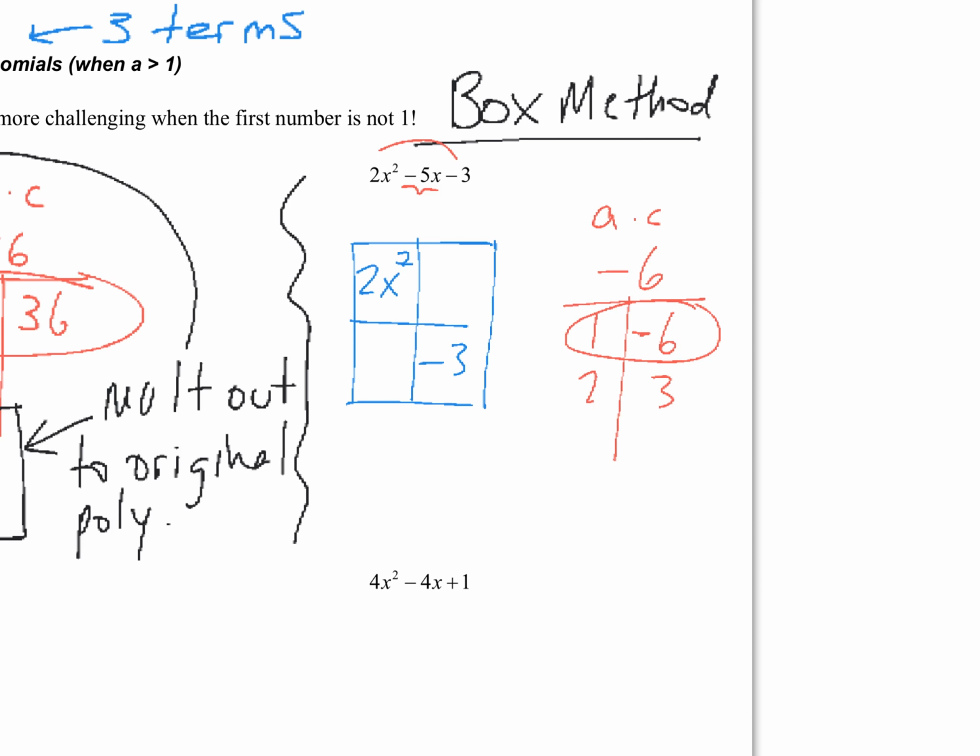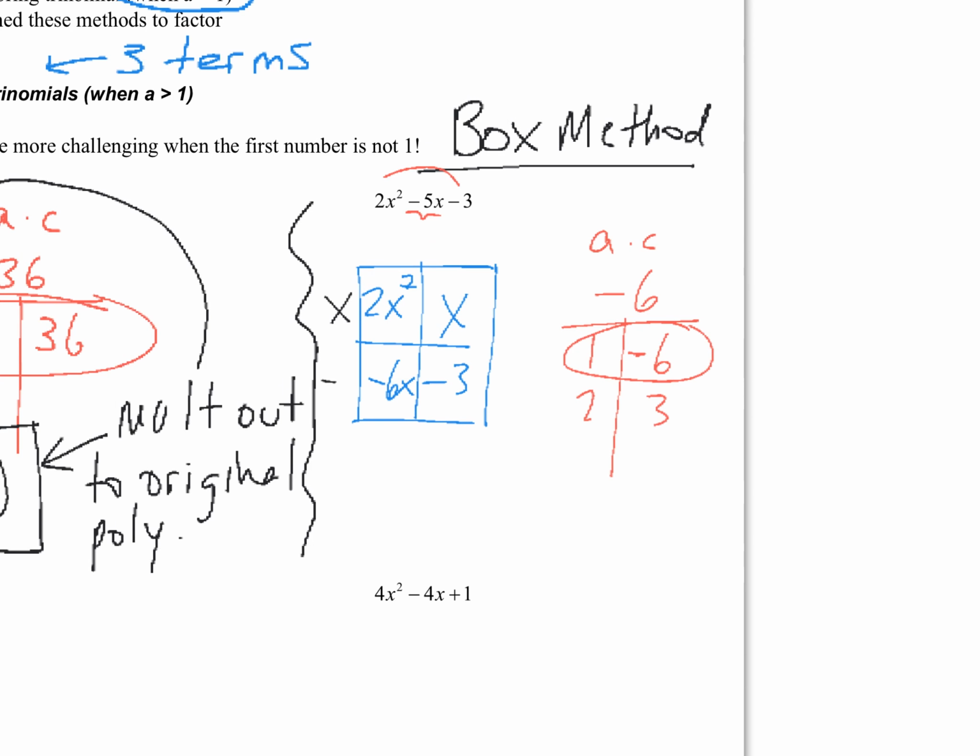So let me put my x in my negative 6x, and let's factor out rows and columns. First row, x. Second row, negative 3. There we go. First column, I'm going to take out a 2x. Second column, we'll just take out 1. That means my factors are x minus 3, 2x plus 1.